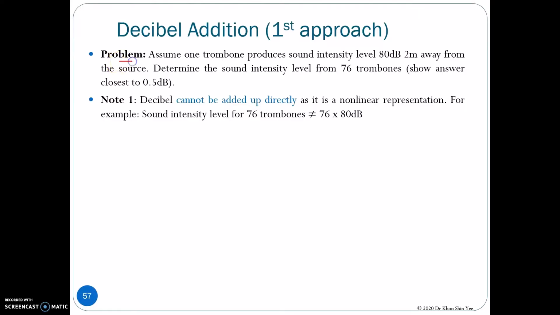In this problem, one music instrument can produce a sound intensity level, L capital I, equal to 80 dB at 2 meters away from the source. So this is the music instrument. If you are located 2 meters away from the music instrument, then you hear the sound to be Li equal to 80 dB.